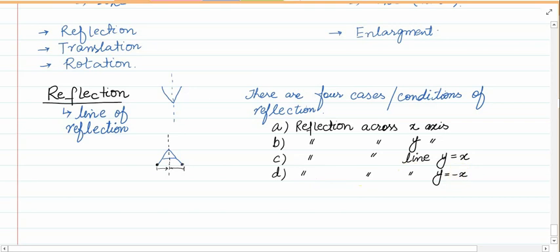Now these are the four most repeated conditions in the topic of reflection. These 4 you will observe in the past papers as well. I am not saying that only these are the 4 conditions of reflection. I am saying that these are the popular cases of the topic. If you are clear in these 4 concepts, then you can reflect any point across any line or any axis, right?